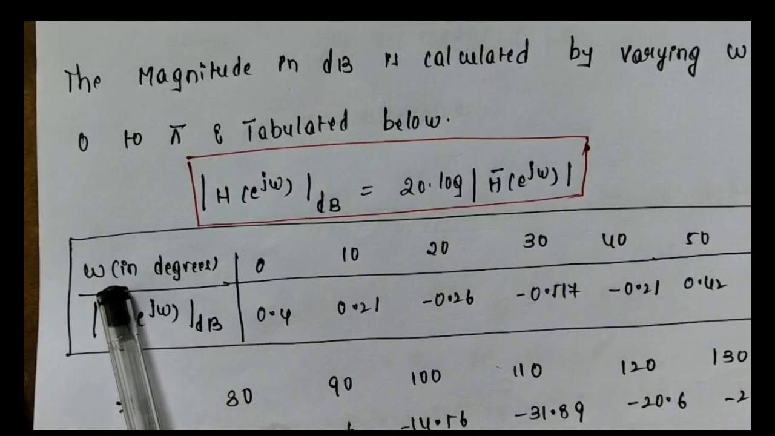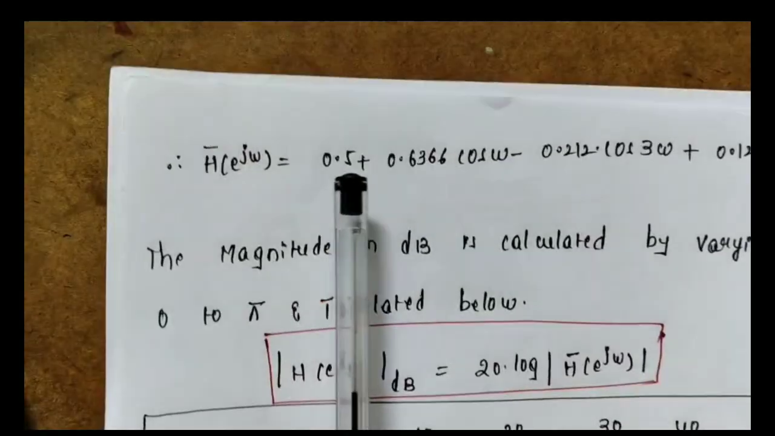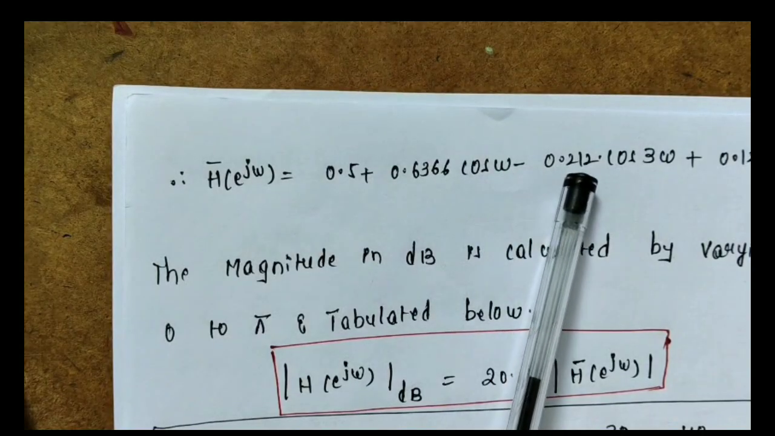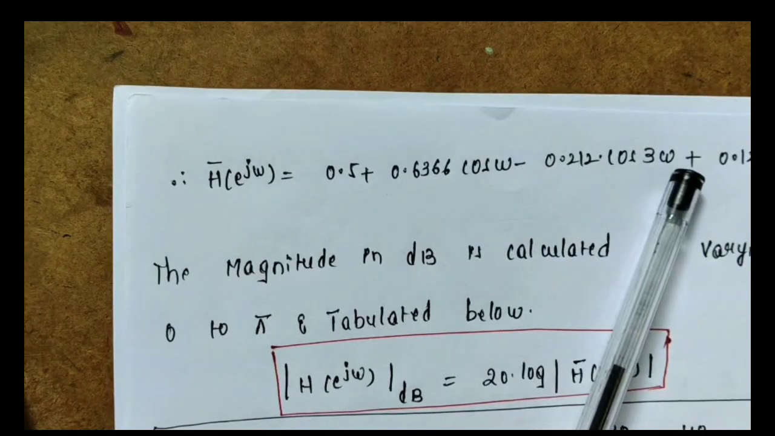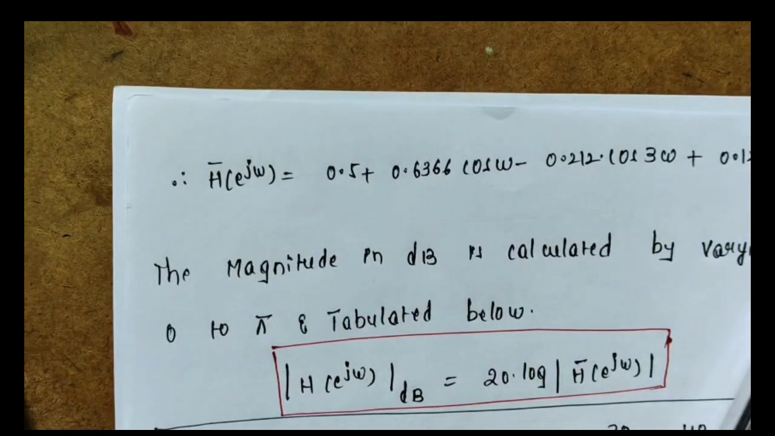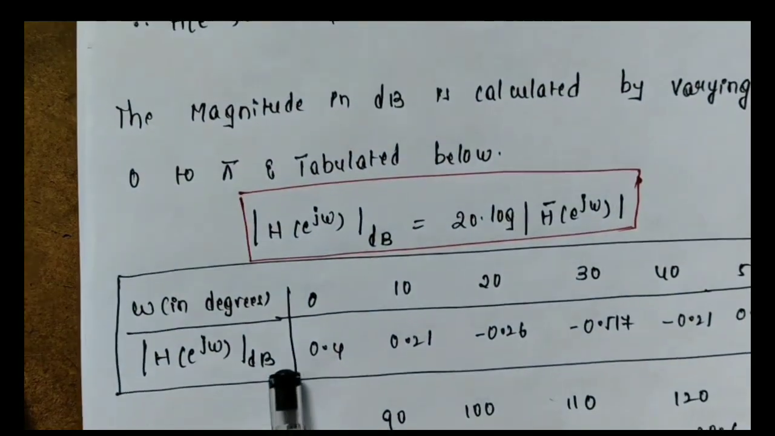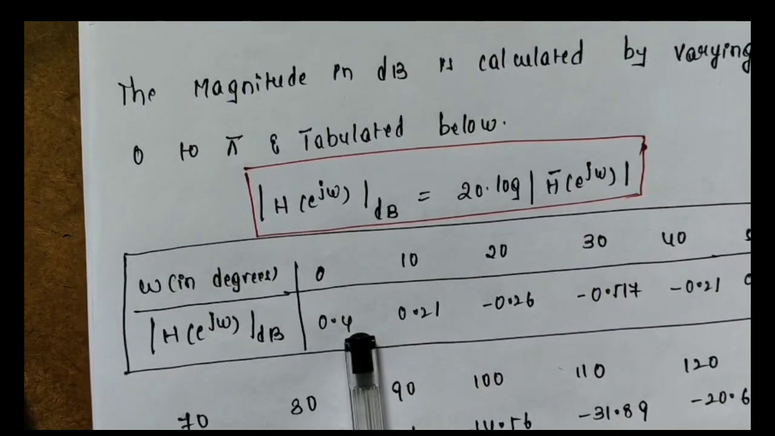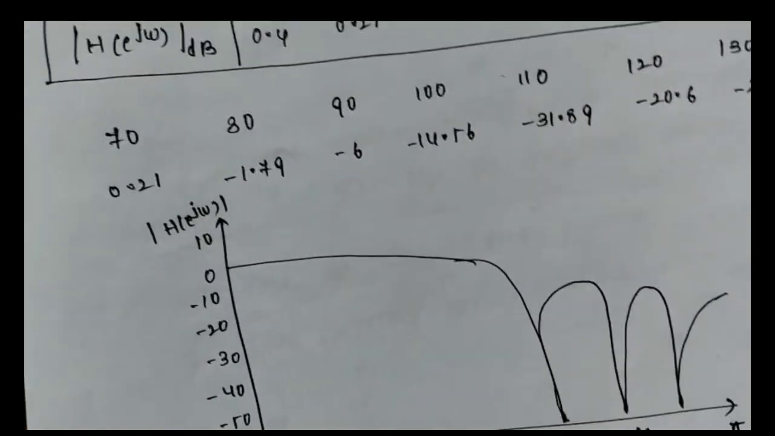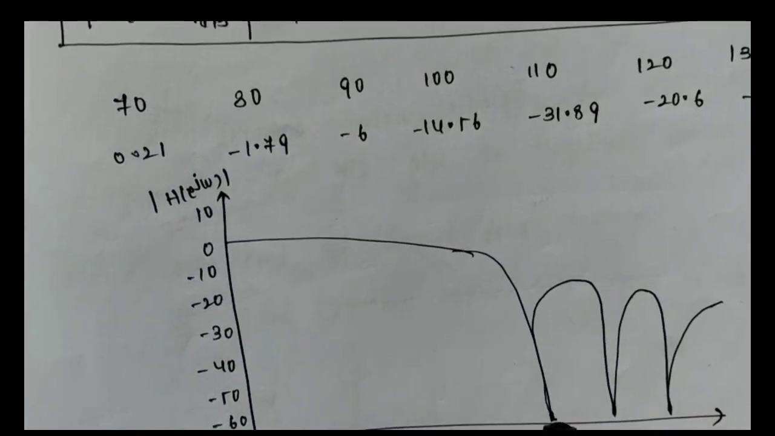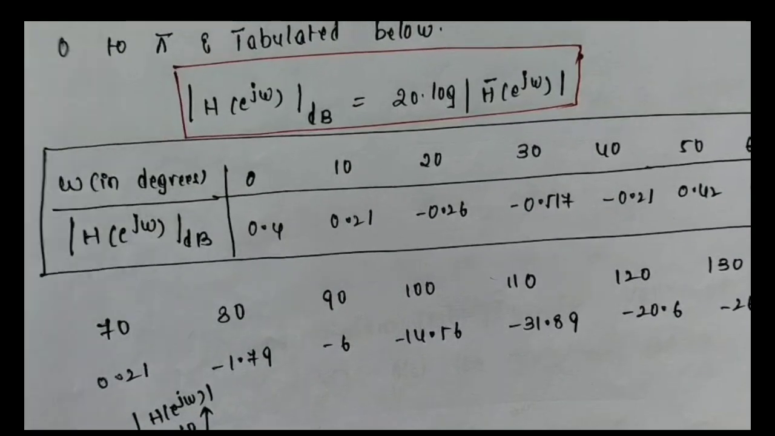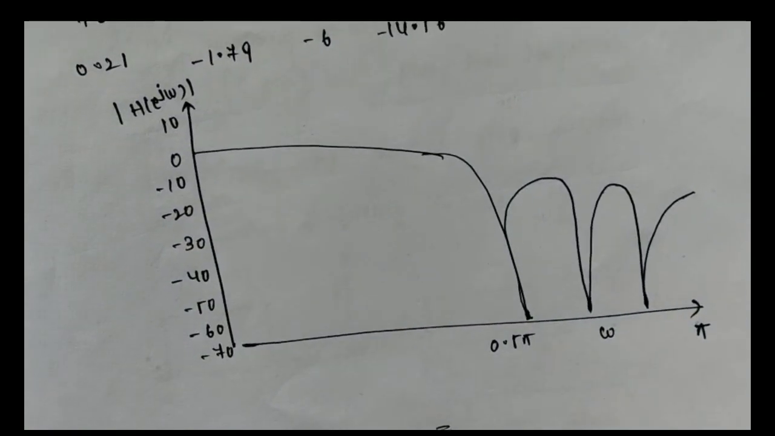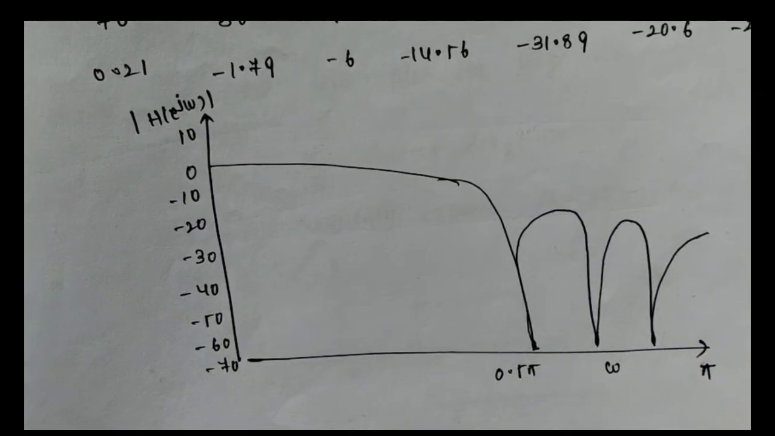So if omega is equal to 0, here you have to substitute 0.5 plus 0.636 into cos 0 minus 0.212 into cos 3 into 0 plus 0.127 into cos 5 into 0. Like that, if you substitute, you will find the value of h of e power j omega. After that, if you calculate 20 log of that value, you will get this value. Like that, take the values, then you just plot the plot like this. You can note down the values and you can check with the calculator. And if you plot this value, this will be the plot. You can plot it. Okay.